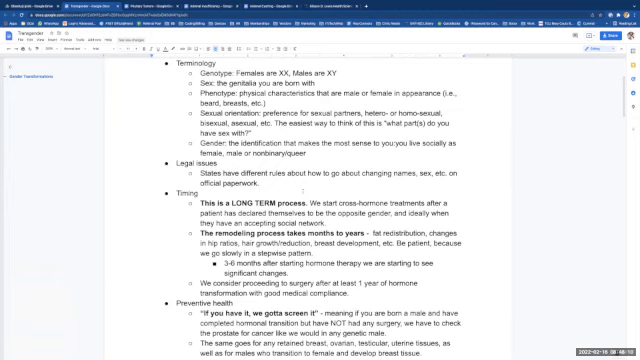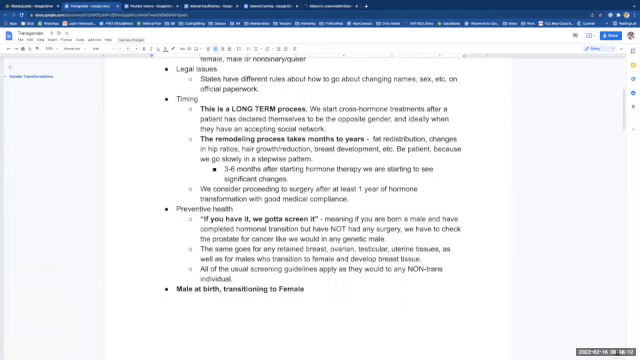Gender. This is the identification that makes the most sense to you. For example, you live socially as a female, as a male, or as non-binary or queer. There are legal issues to think of. Different states have different rules about how one can go about changing the name, the sex, etc. on official paperwork.